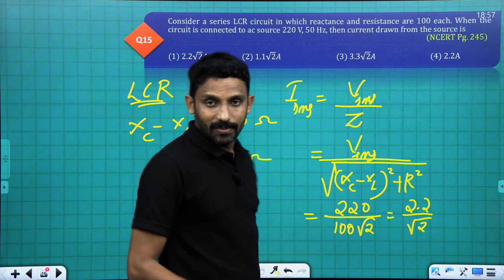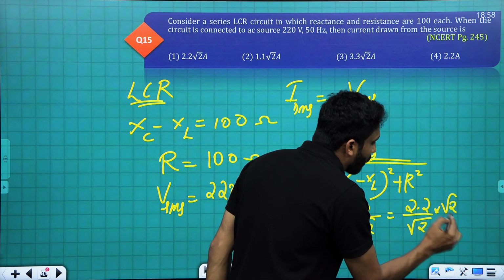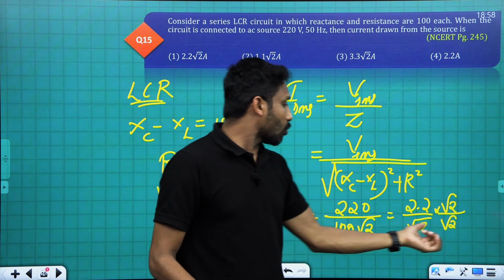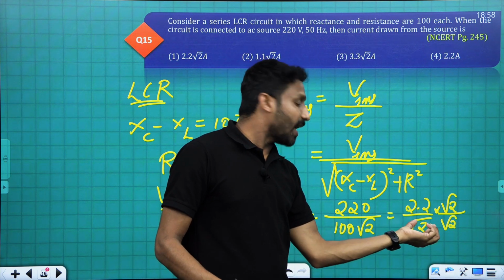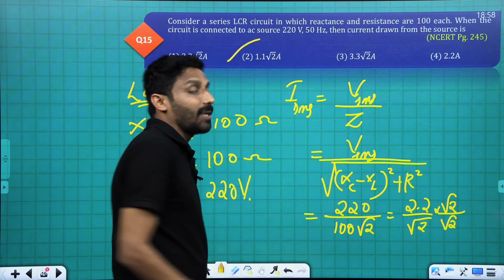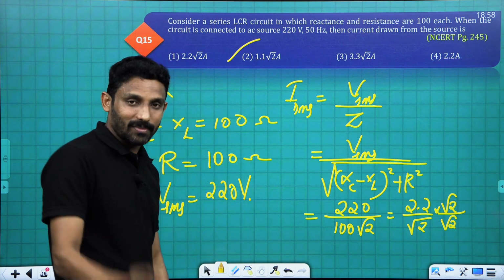No option. Then we multiply by root 2 by root 2. Root 2 by root 2. That's good. Root 2 times root 2 is 2. 2.2 by 2 is 1.1. 1.1 into root 2 is the answer. Here, option B. 1.1 into root 2. Clear? That's the answer. Very good.